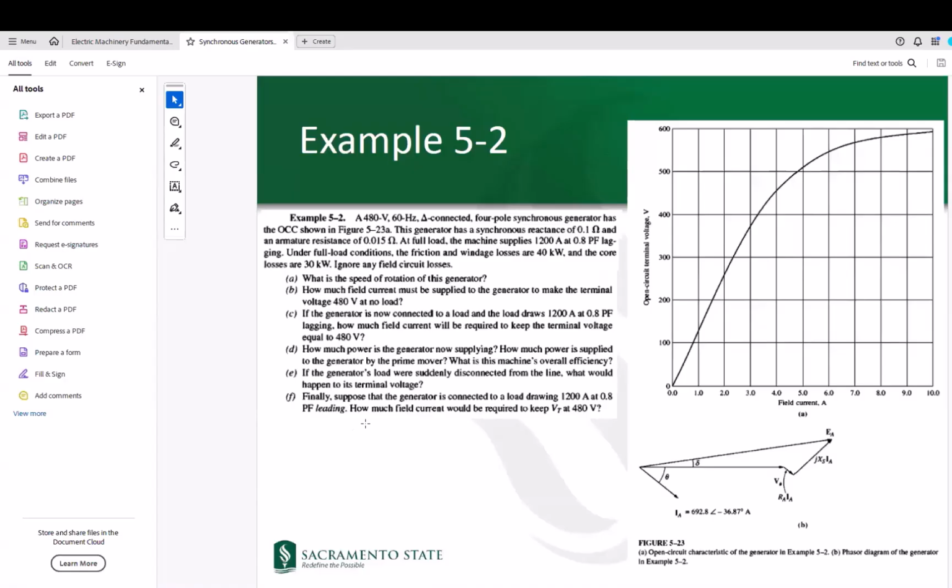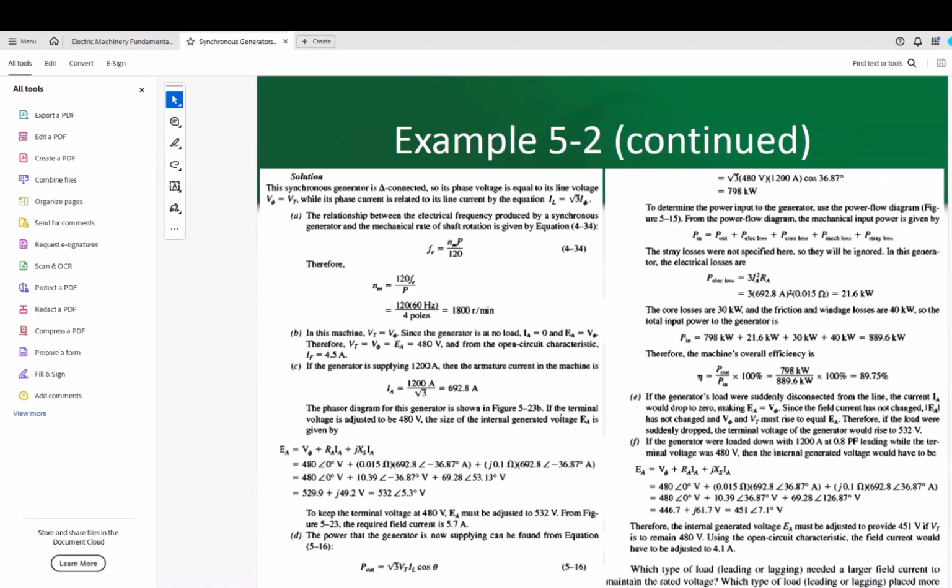And then finally, suppose the generator is connected to a load which is drawing 1200 amps at 0.8 power factor leading. How much field current would be required to keep the voltage at 480 volts? So here, that's basically going to be compared with part C. In part C, we had the 0.8 power factor lagging. However, in part F, we have the leading power factor, which means that we would require less IF, or excitation current. Let's look at this.